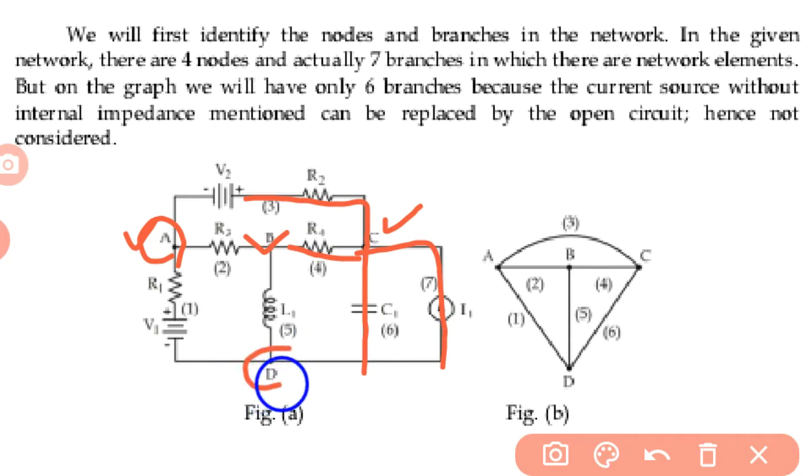The fourth node is D. This node will be the reference node, because all the elements which are connected to the ground, this ground point, is taken as the reference value.